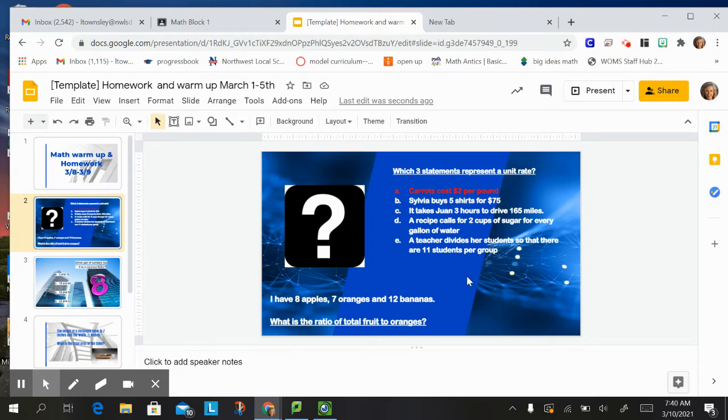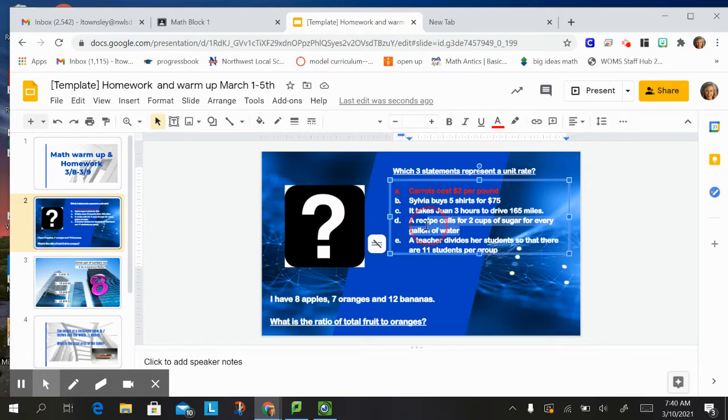A recipe calls for 2 cups of sugar for every gallon of water. And every means every 1 gallon of water. Okay. So that one absolutely is a unit rate because they are suggesting that it's for every 1 gallon. Like letter A, carrots cost per 1 pound. All right. And then this one says a teacher divides her students so there are 11 students per group, per one group. Anytime you get to one, it's all unit rate.